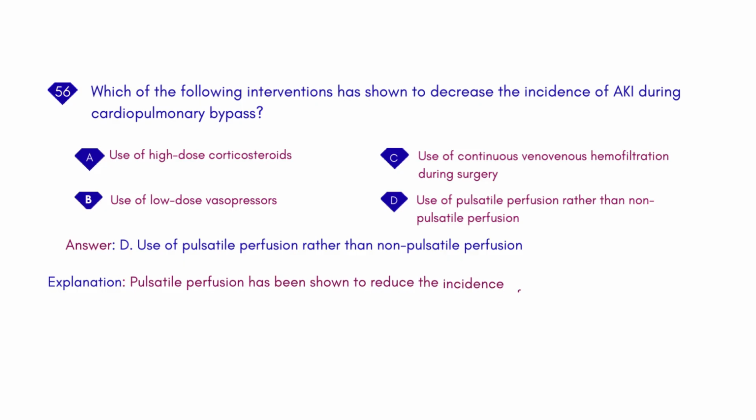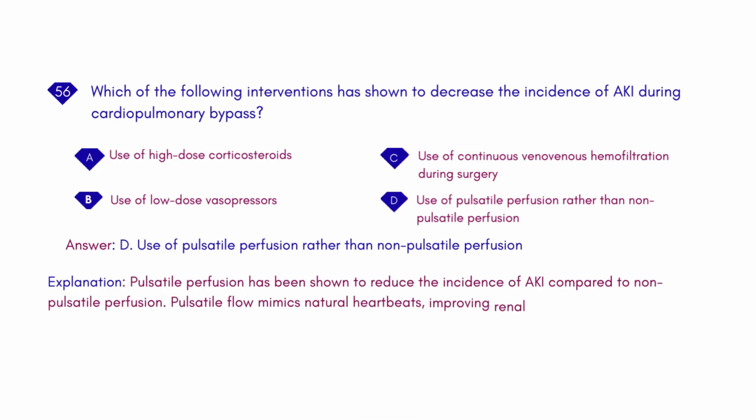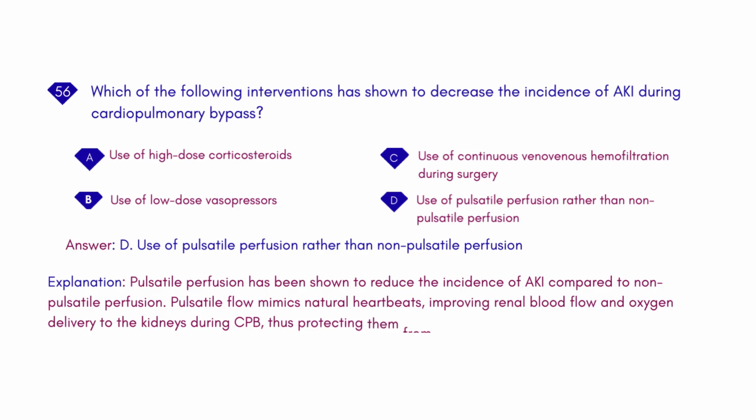Explanation: Pulsatile perfusion has been shown to reduce the incidence of AKI compared to non-pulsatile perfusion. Pulsatile flow mimics natural heartbeats, improving renal blood flow and oxygen delivery to the kidneys during CPB, thus protecting them from ischemic injury.